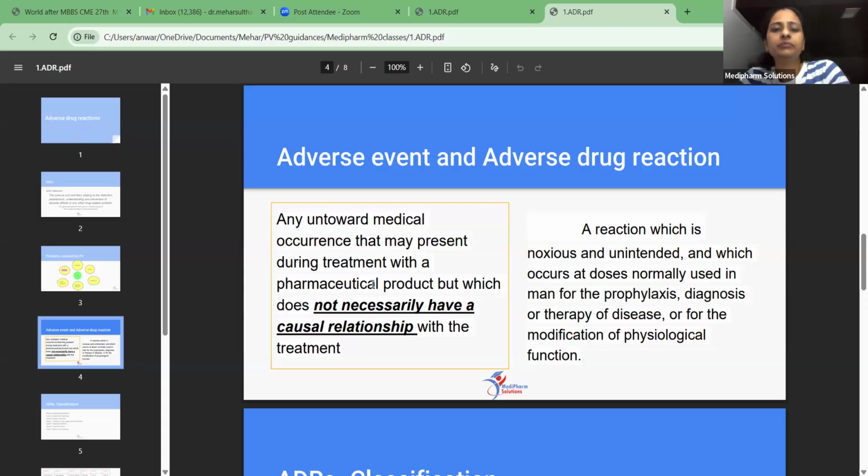Temporally related means the patient had taken the paracetamol and 10 minutes later he was hit by a bicycle, which means it is temporally related but not causally related. So this is an adverse event. Okay, say the next scenario, the same paracetamol.